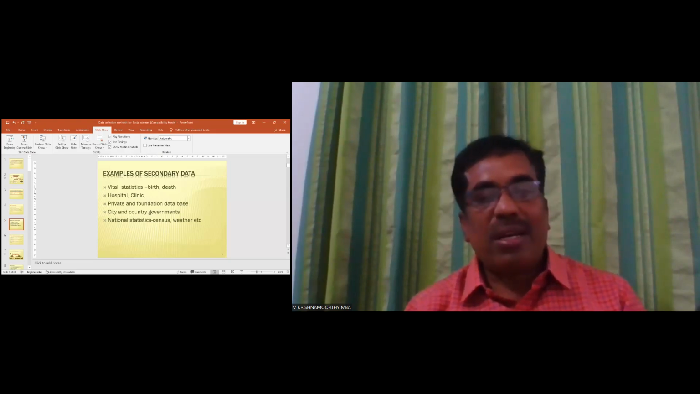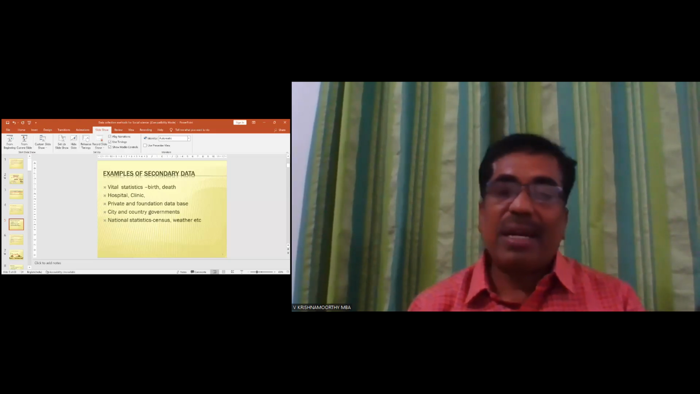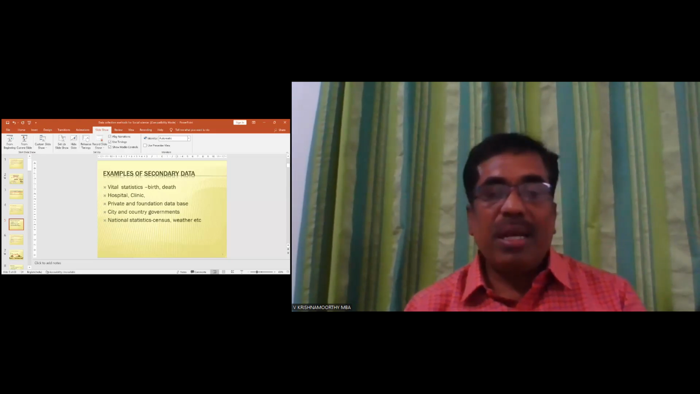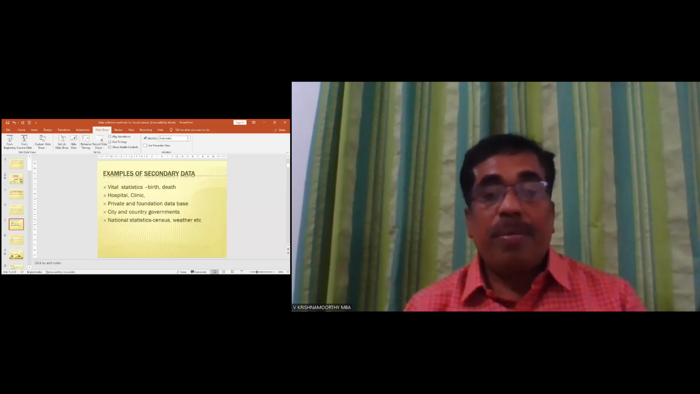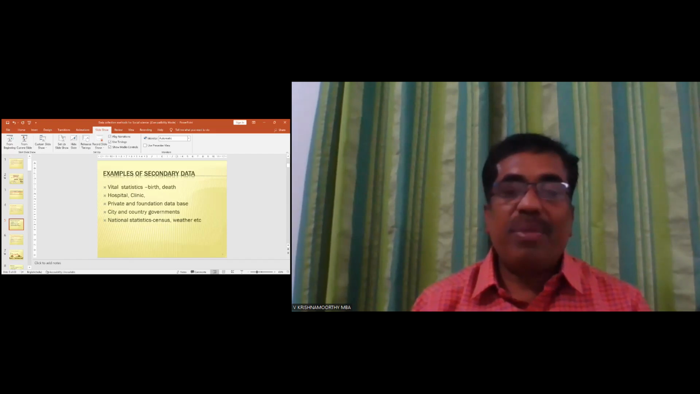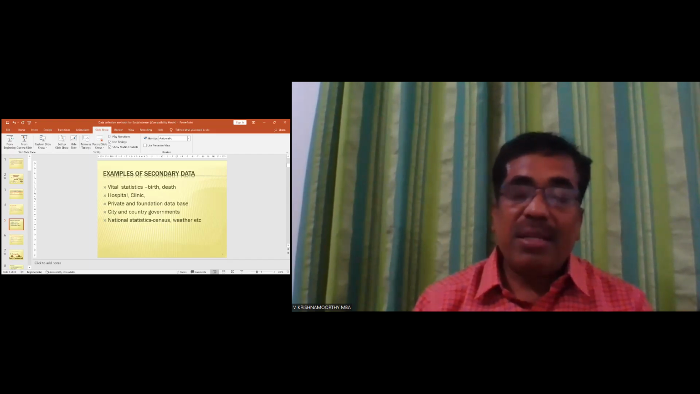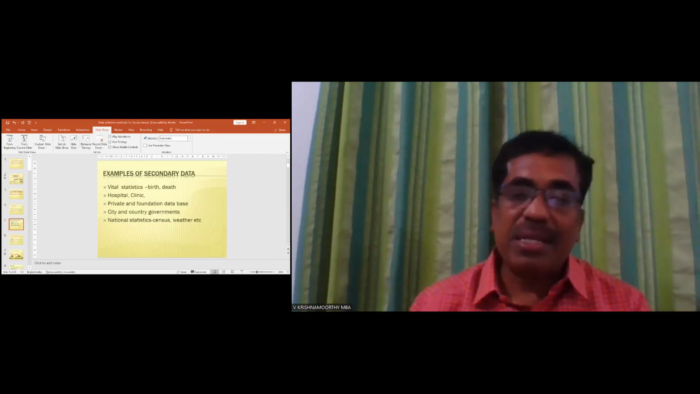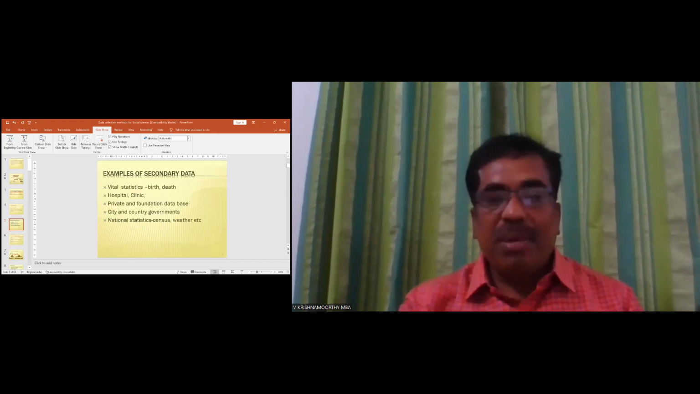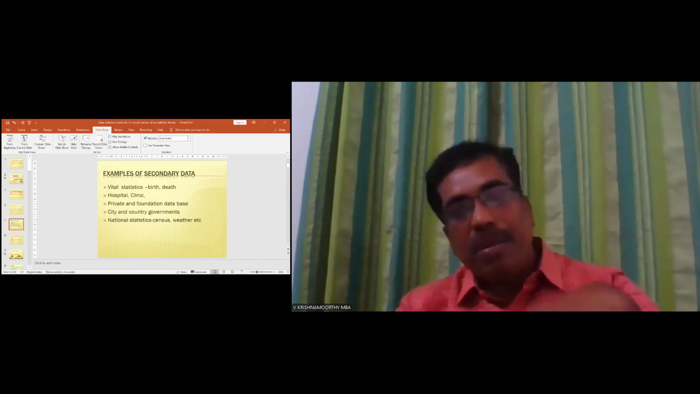Similarly, you can also get data, for example hospital data, clinic-related data. Private organizations have some databases. Even the government has some database. The CSO, the Central Statistical Organization, has some data. Even weather data. Based on the secondary data, we can also predict future data.